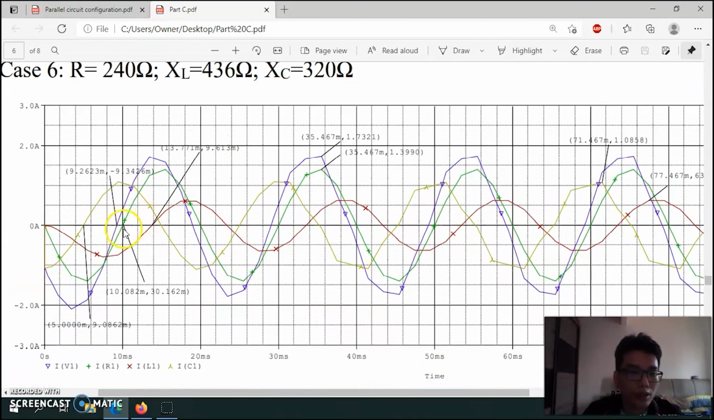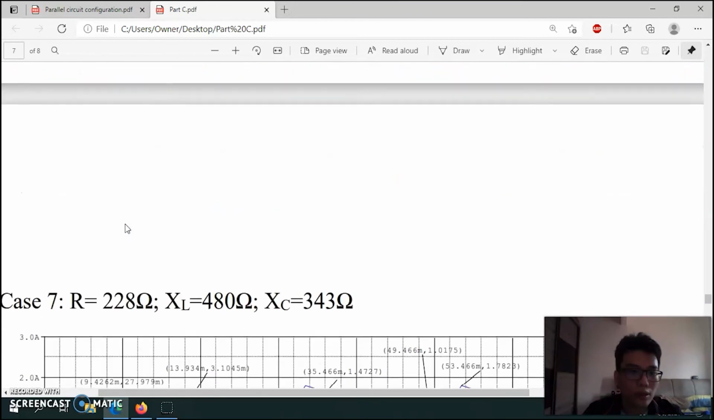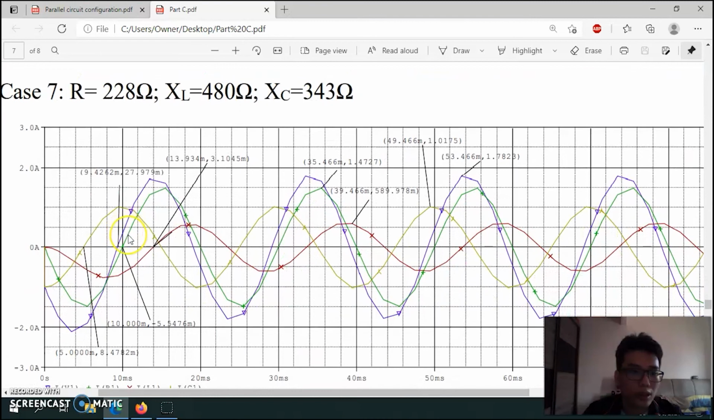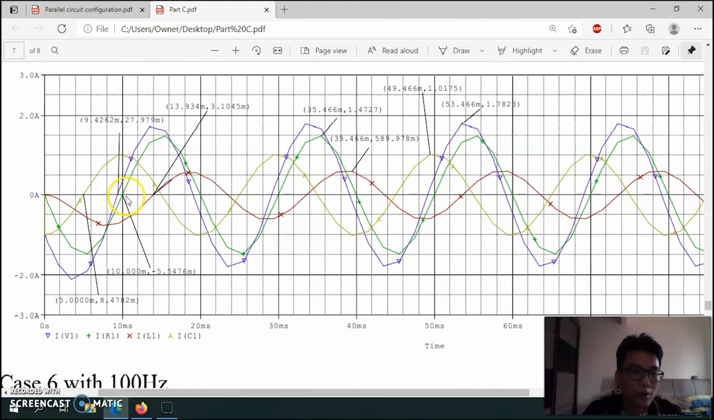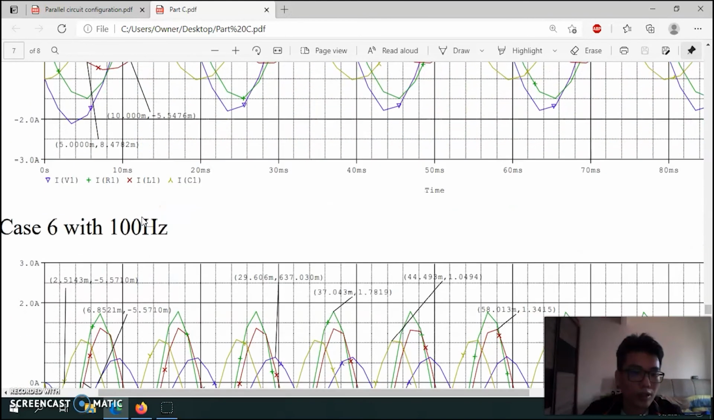And for case 6 it is also the same. The blue line is on the left side compared to the green line. So this circuit current is also leading. In case 7, also the same, the overall current is also leading compared to the green line, the origin current.